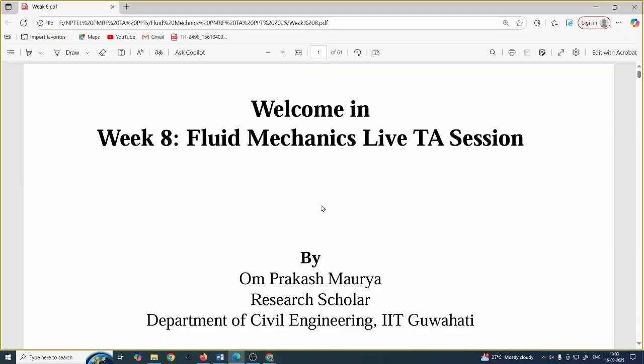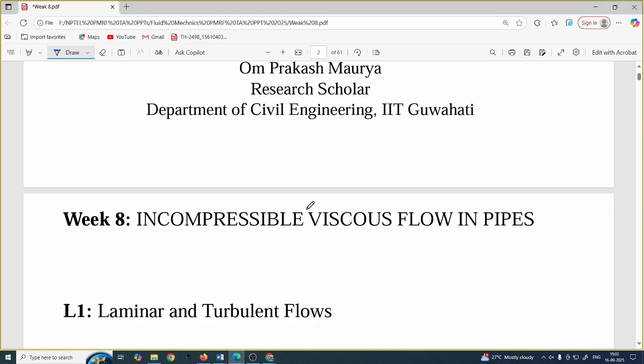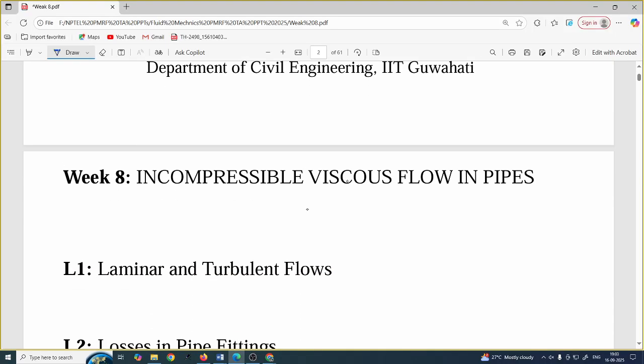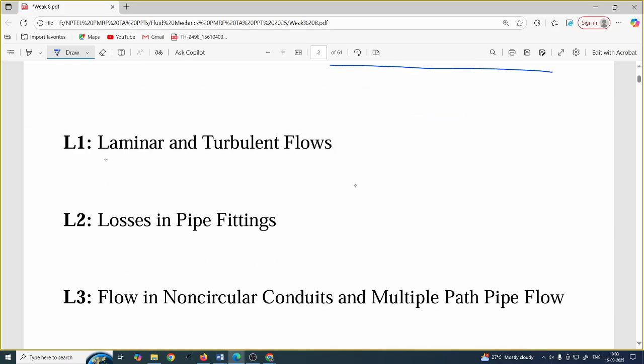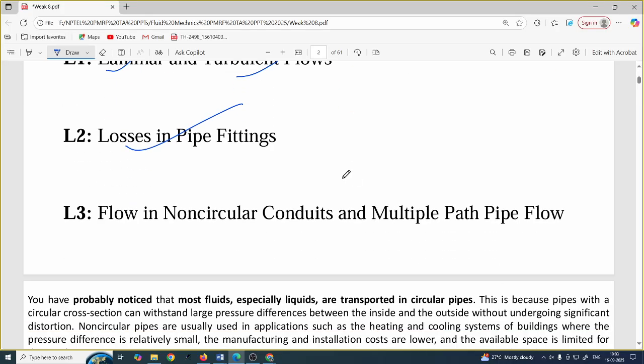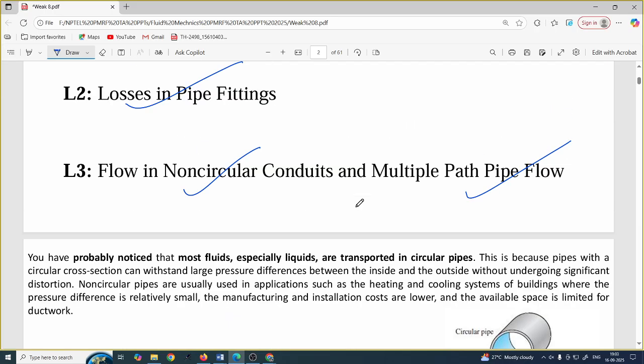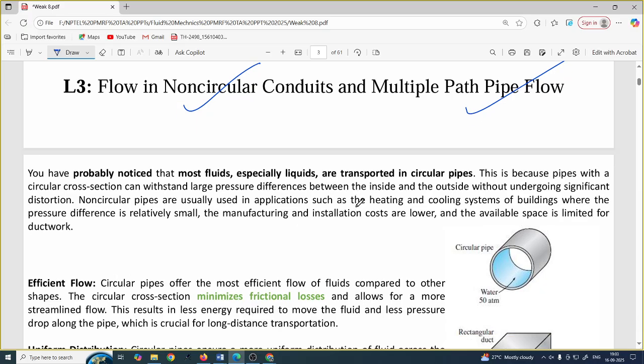So today's session is about week 8. The topic is incompressible viscous flow in the pipe. So we are going to discuss the pipe flow. We'll discuss laminar and turbulent flow and loss in the pipe, and another topic is the flow in non-circular conduit as well as multiple path pipe flow. Multiple path pipe flow means the series and the parallel connection, these kinds of things.